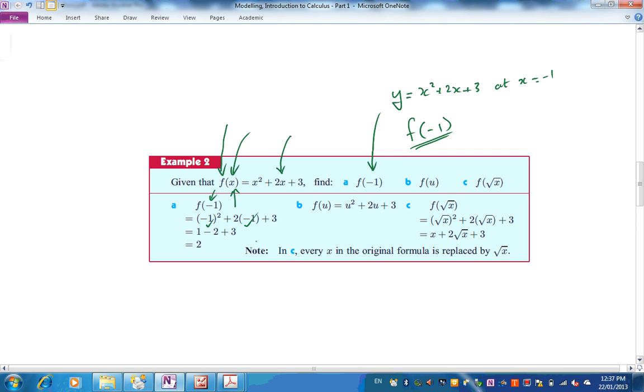And of course what we're going to be interested in is other symbols for the independent variable, not just x, because it might mean something. Like it could be u representing some other variable of the system. And so f of u, we will be sticking u everywhere we see x in the function. Or we might want to put root x into the function and have the function square it, 2 times it, add 3. So you would have seen some of this in your year 10 and 11 work.